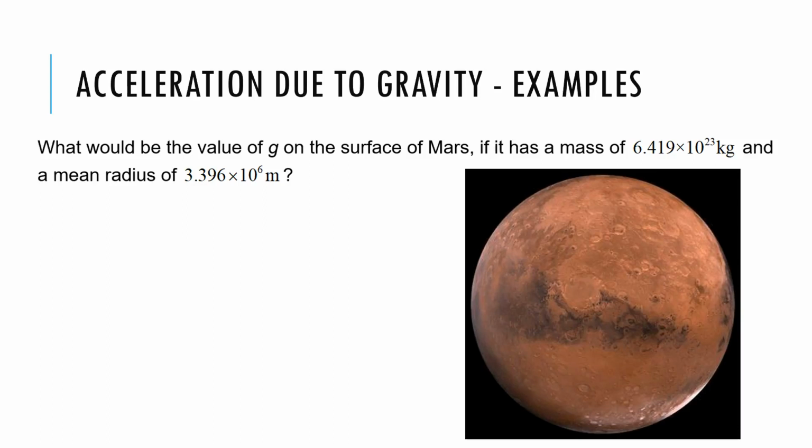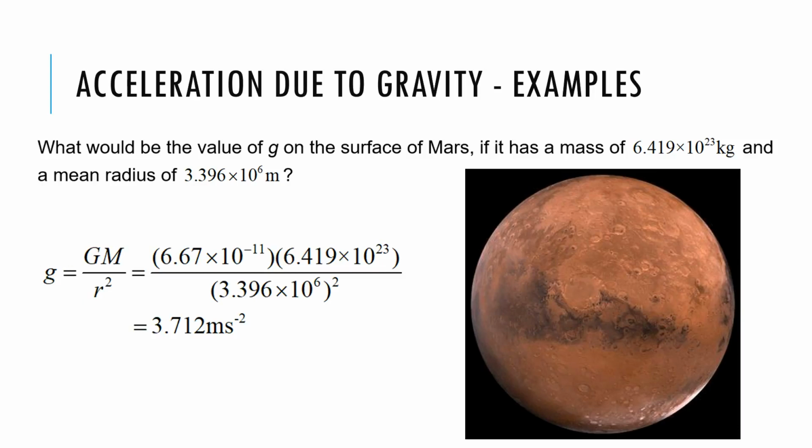If you get questions like this in tests or exams, the mass of the Earth and the radius of the Earth are given to you on the SACE formula sheet. But anything else will be given to you in the question. We don't expect you to memorize the mass of the Sun or anything like that. So here, the surface of Mars has a mean radius of 3.396 times 10 to the power of 6 meters, and a mass of 6.419 times 10 to the 23 kilograms. So what's the acceleration due to gravity on Mars? Well, plug in the numbers, and on Mars we get 3.7, so just under 3 times smaller than on Earth. So you could jump about 3 times higher on Mars.